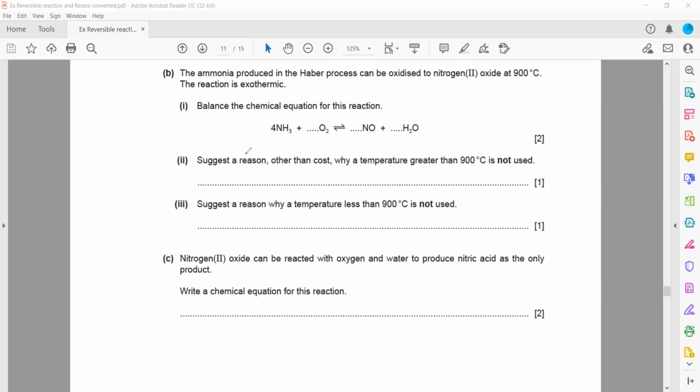Balance that first. Suggest a reason other than the cost why a temperature greater than 900 is not used. So why don't we use a very high temperature? They mention the reaction is exothermic.